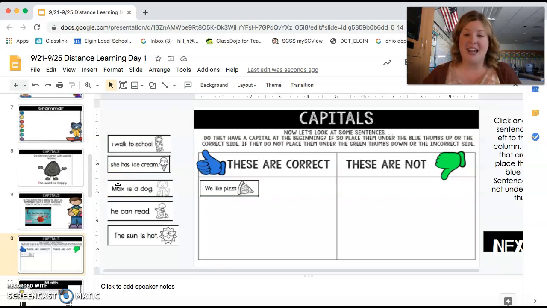If it's a lowercase letter at the beginning, would that be correct or incorrect? Incorrect, okay? So that's what you guys are working on with this, is capitals, okay? Remembering that the capital comes at the very beginning of the sentence. Please let me know if you have any questions.